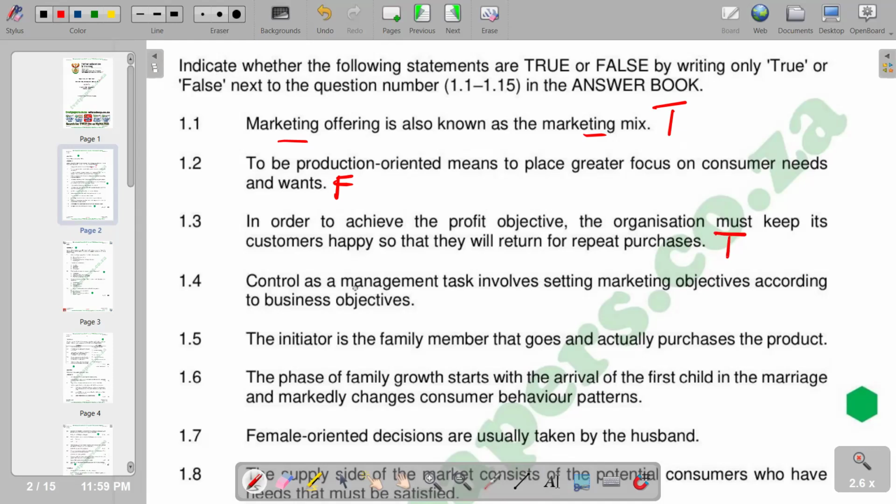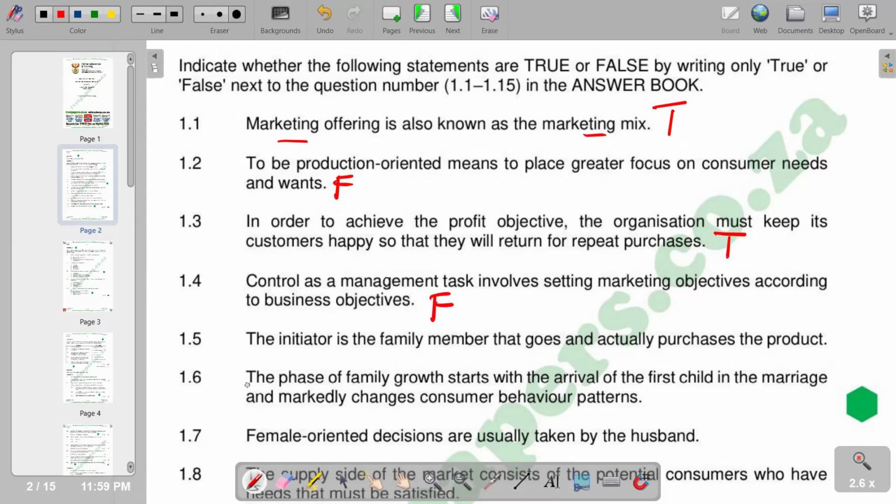On number 4, control as a management task involves setting marketing objectives according to business objectives. This is false. Remember, when we are controlling, it involves a means of limiting or regulating something. The statement has no element of regulating; setting marketing objectives according to business objectives is within the context of planning. So our statement is false.